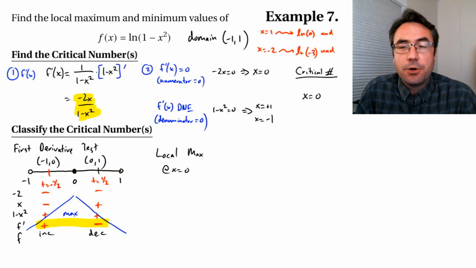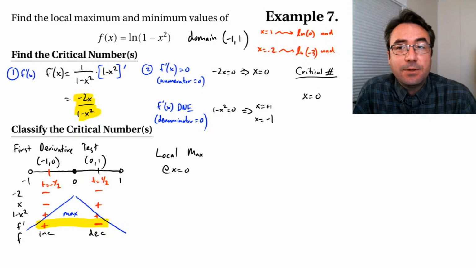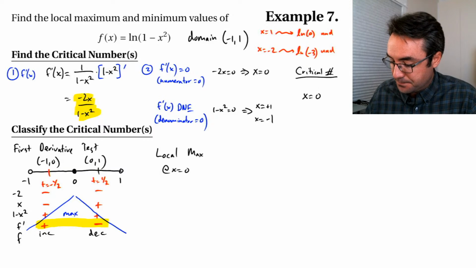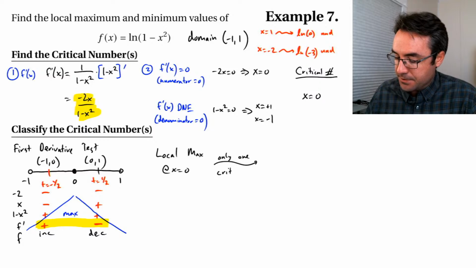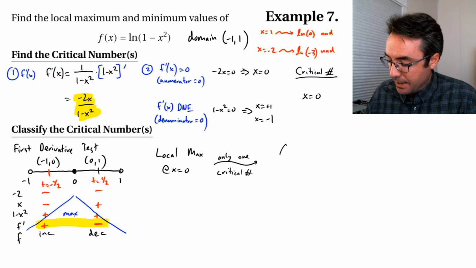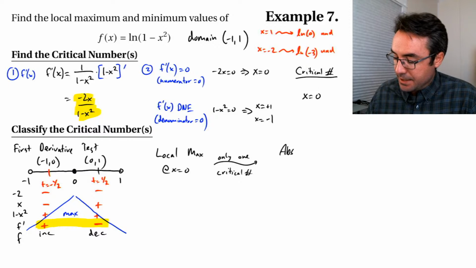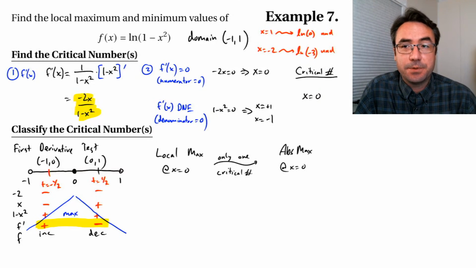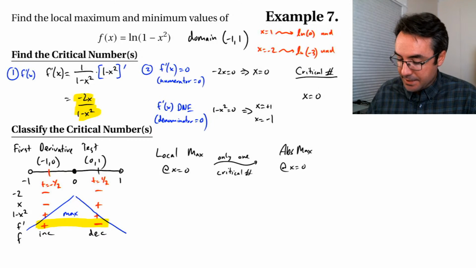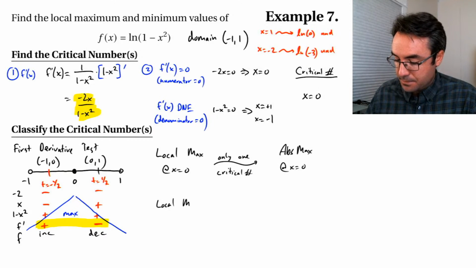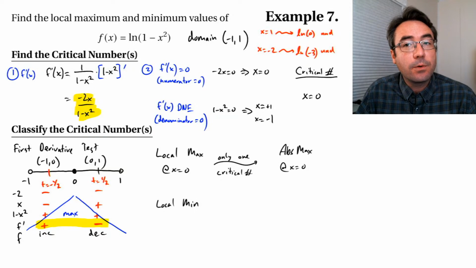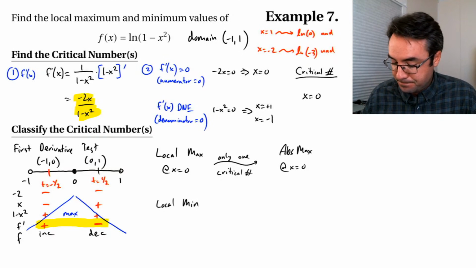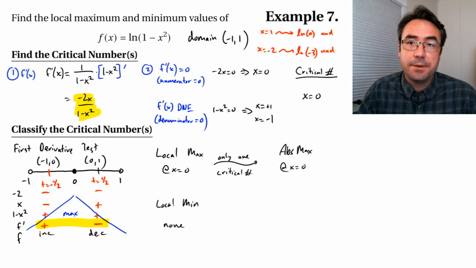All right, so we found our local max is at x equals 0, but there's only one critical number, so we can actually say a little bit more. Not only is it the local max, it's the absolute max. So the highest our function ever gets is at x equals 0. And since we only found one critical number and we know it's a max, there's no way we can have a local min.